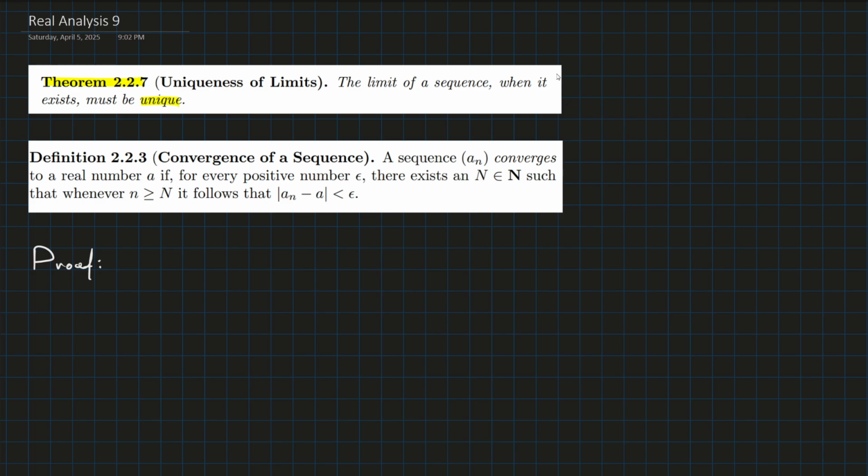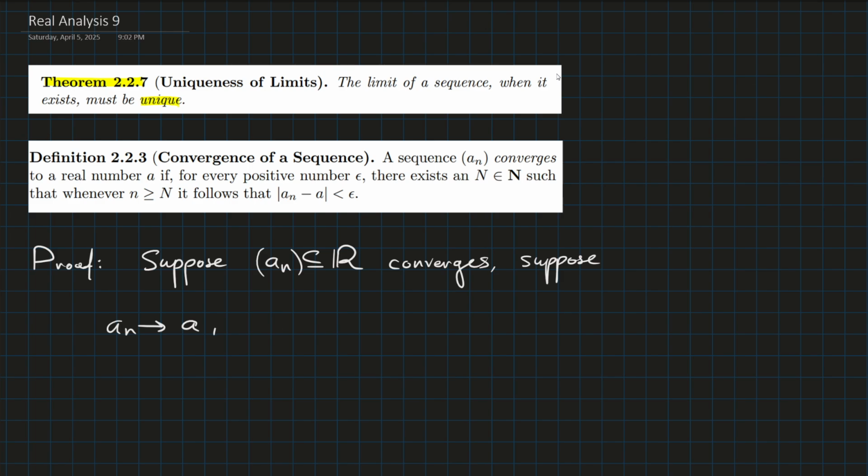So we go about this the way uniqueness proofs usually work, which is to say, let's say we have two limits of the sequence, right? So suppose a_n, which is this sequence in R, converges, and further suppose that a_n converges to A, and also a_n converges to B. We show A equals B.